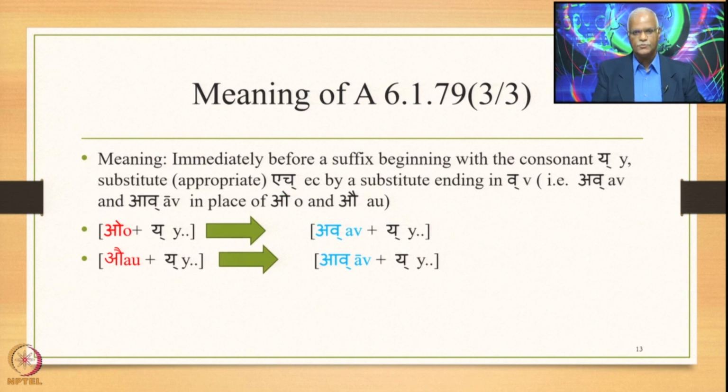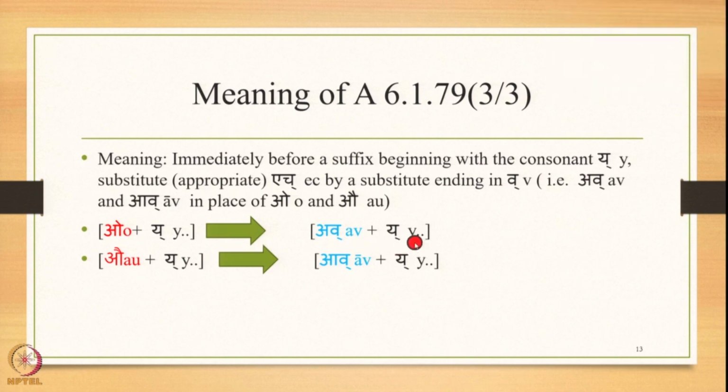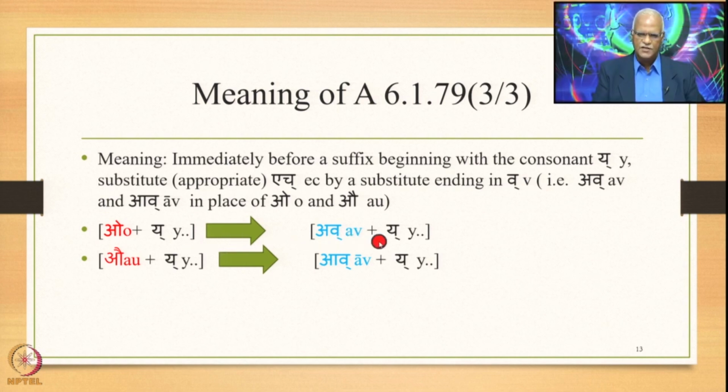So now, to show the meaning of this sutra in the form of an equation, we can say that if o is followed by y as a suffix and y is the beginning part of this suffix, then the resultant output after the application of 6179 would be av plus y consonant and the suffix that begins with y. So o plus y dot dot is the input, 6179 applies, and av plus y dot dot is the output. y is the beginning of the pratyaya. Similarly, if you have au plus y dot dot as the input, 6179 applies, this y is the beginning of the pratyaya, and so we have av plus y dot dot as the output.